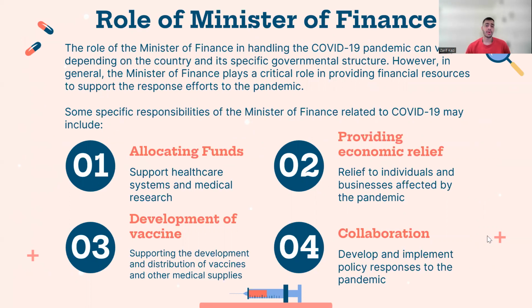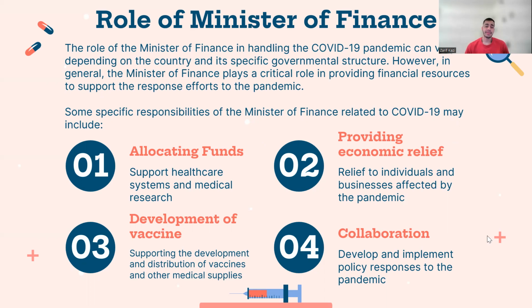And over here, I have four examples of things that the Minister of Finance will be responsible for. Number one, for example, is allocating funds. This can be for supporting the healthcare systems, which are severely burdened due to the pandemic. There was a patient overload, and so they needed a lot of financial support, and for medical research as well. The next thing is providing economic relief. This can be relief to individuals, businesses, and anyone who had been affected by the pandemic economically.